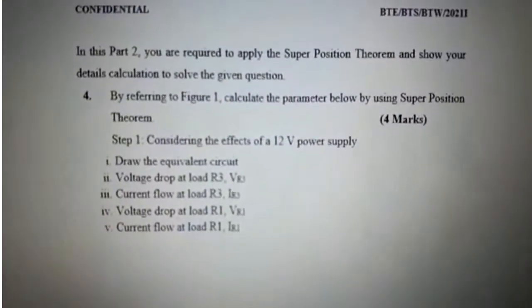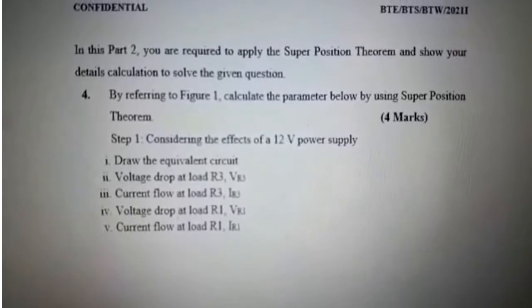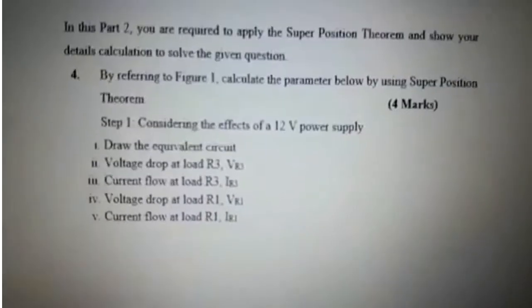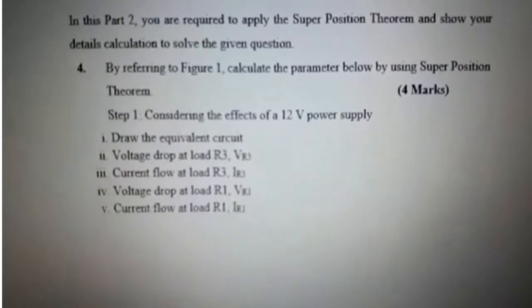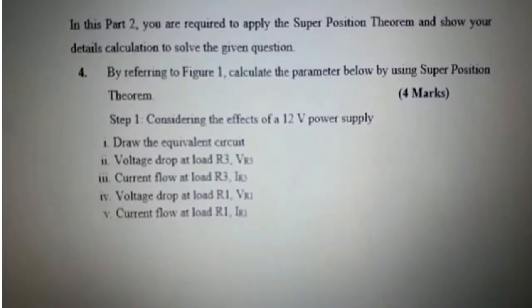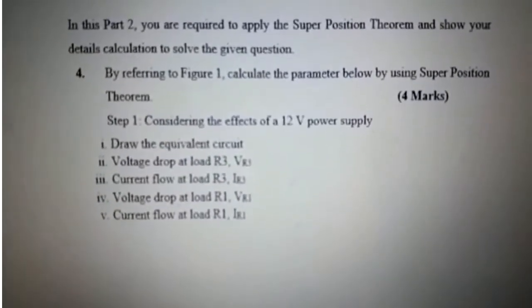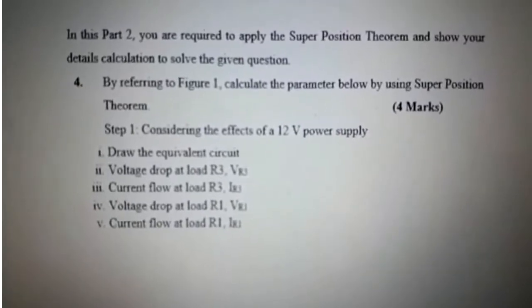Step 1, considering the effect of the 12 volt power supply. The meaning is now we are going to use the 12 volt power supply only. The 5 volt power supply we will remove from the circuit. So here is the circuit I drew again. I removed the 5 volt power supply from the circuit. So now we have one power supply only, 12 volt, and the others are all the same. Just remove the 5 volt from the circuit.